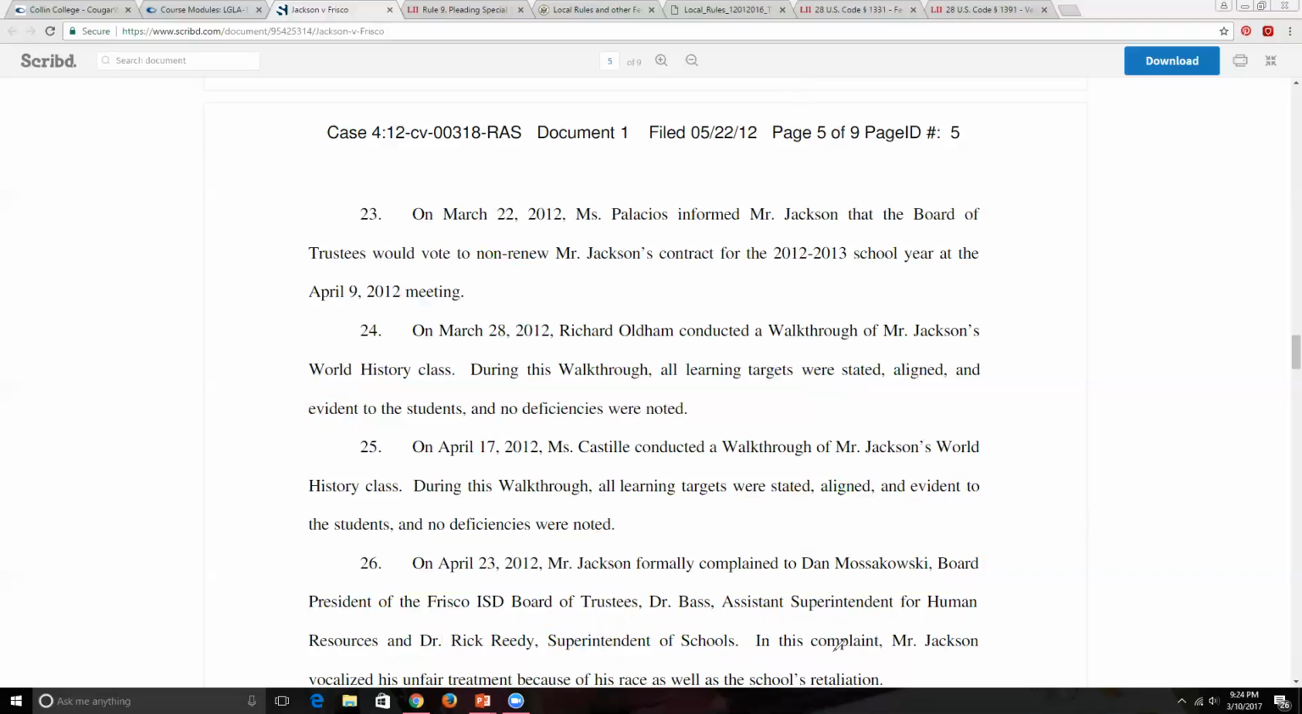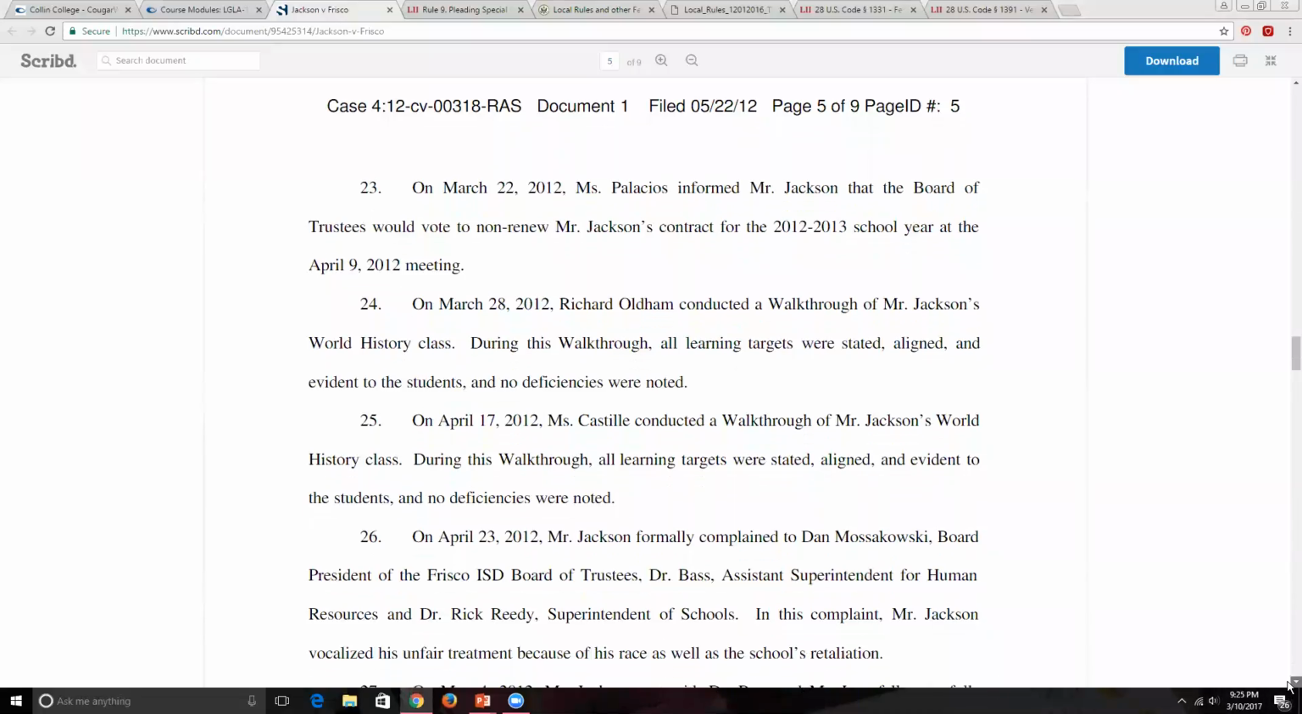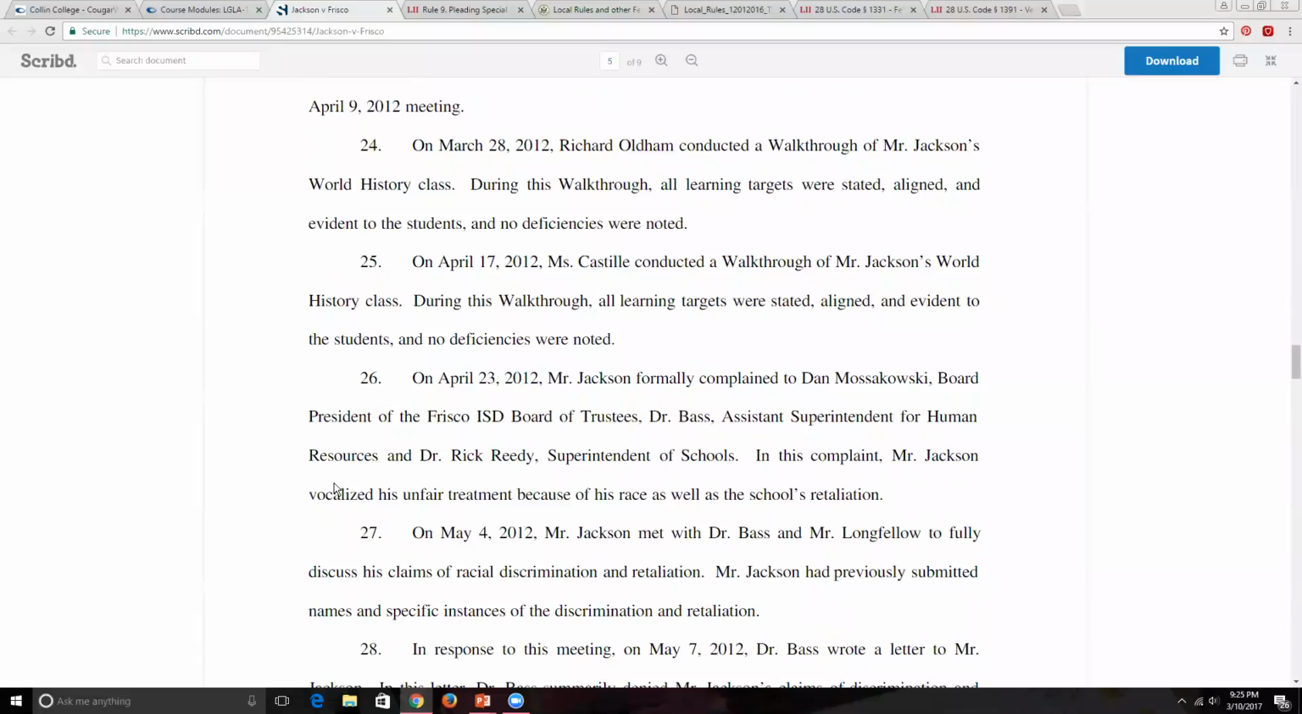In his complaint, Mr. Jackson vocalized his unfair treatment because of his race, as well as the school's retaliation. I don't think vocalized is the right word here, because I'm guessing that this complaint was written, and obviously a written claim is not going to be vocal. It's not going to be spoken. It's possible that he actually did meet with those three individuals, and then that terminology would be okay. So I could be misstating the facts here.